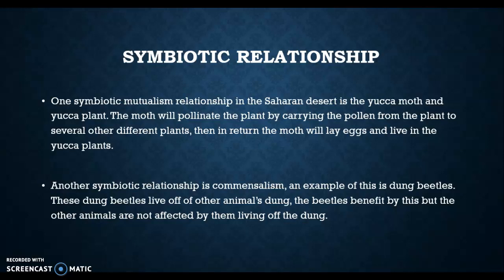Another example is the symbiotic relationship of commensalism. An example of this would be dung beetles. The dung beetles live off of other animals' dung. So the beetles benefit from other animals' dung, but it doesn't affect the animals.